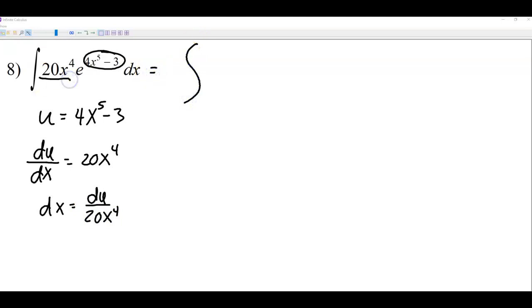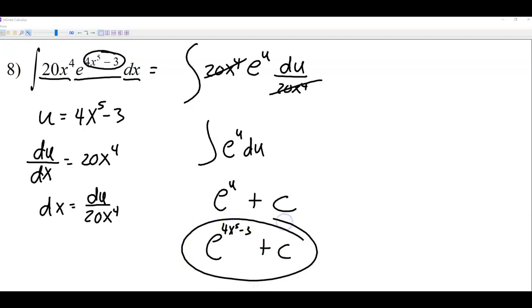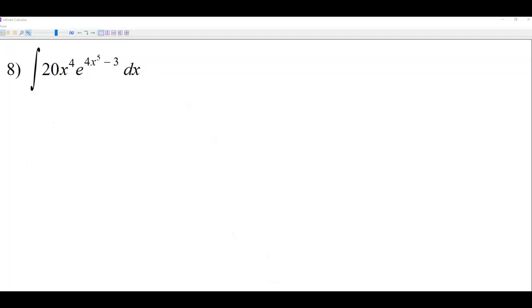The 20x to the 4th is going to stay for now. Then we have e, but we're going to replace the entire exponent with a u. And then we're going to replace the dx with du over 20x to the 4th. And as you can see, the 20x to the 4ths go away. And the integral of e to the u is simply e to the u. And we replace the u with what u equals. And that's the end of that one.